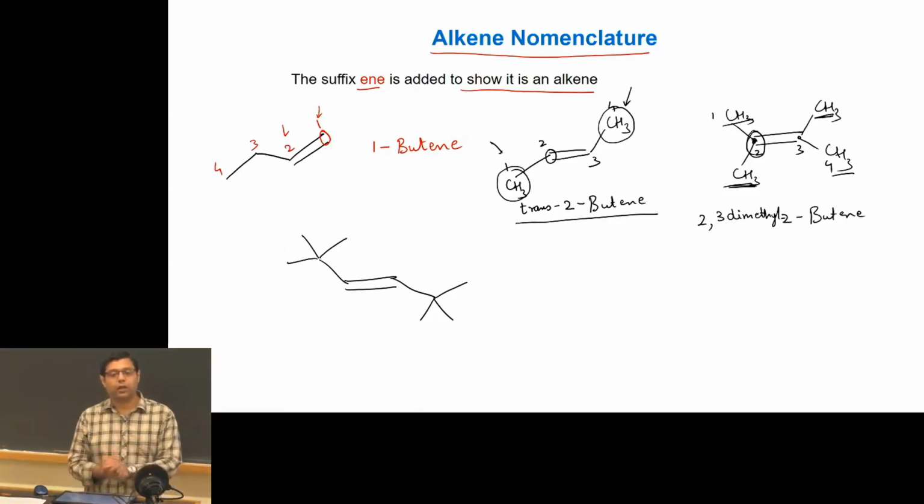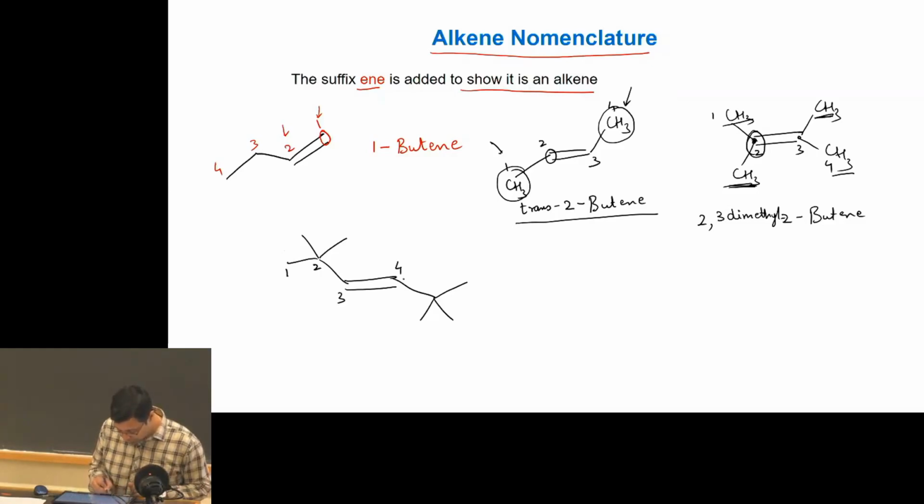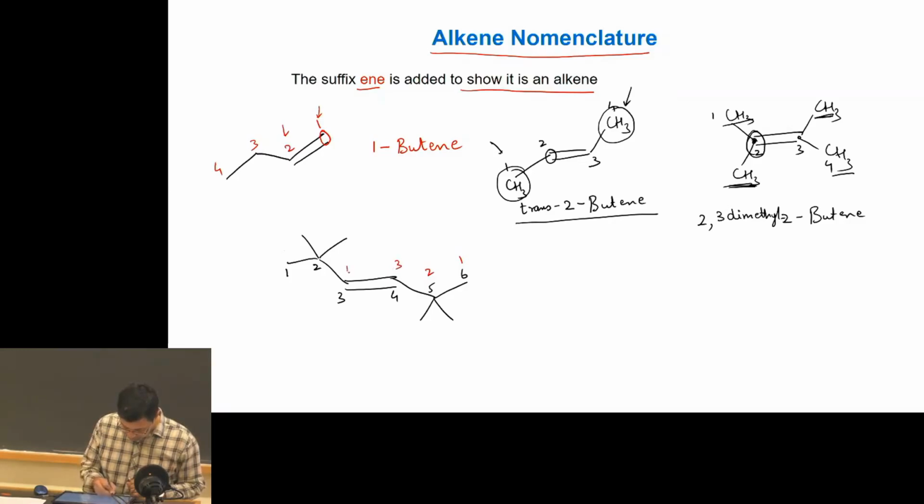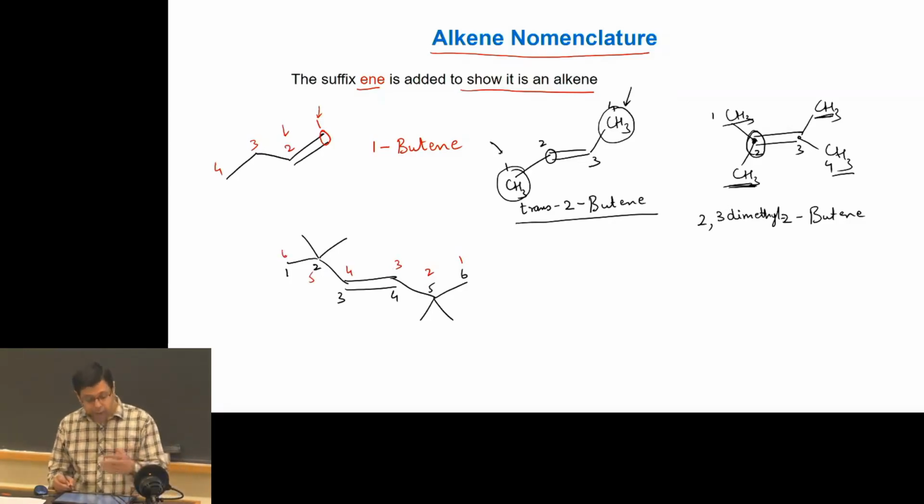Let's say I want to name this molecule. Again, first step, figure out the longest hydrocarbon chain. 1, 2, 3, 4, 5, 6. So the parent chain is a 6-carbon chain. Now you can number it this way, or I can number it this way. Either way I number it, the position of the double bond and the substituents is exactly the same.